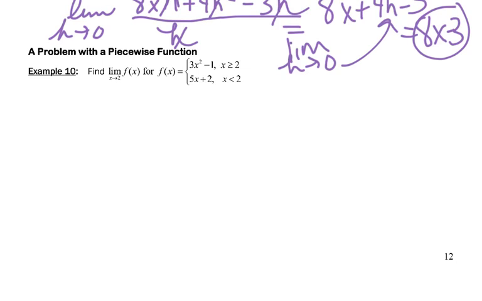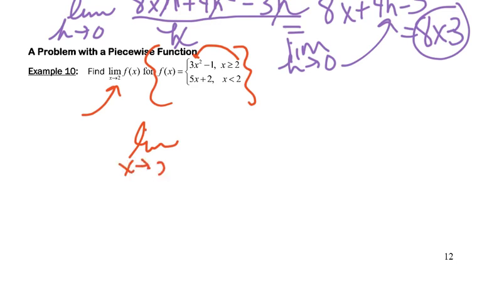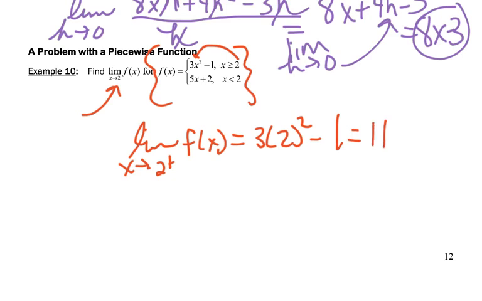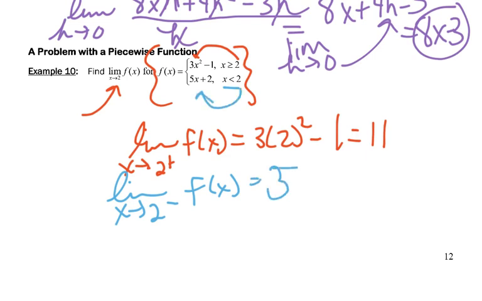With our piecewise functions to find the limit, it's nice to think of what it looks like graphically, but really what we have to do is approach 2 from both directions. So we're going to approach it from the right. Where am I if I take the limit as x approaches 2 from the right of f of x? Well, I'm at 3 times 2 squared minus 1. 12 minus 1 is 11. When I approach from the left, I'm on the bottom piece of the piecewise. My limit as x approaches 2 from the left of the function is really just 5 times 2 plus 2, which is 12.